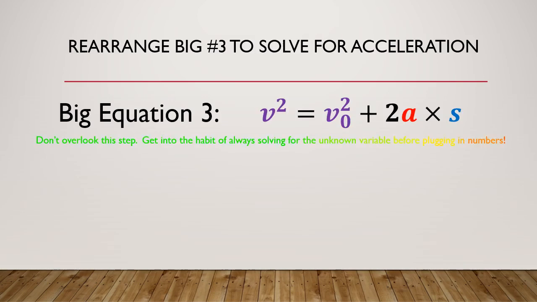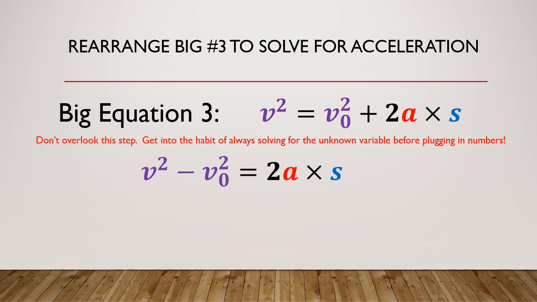The next thing to do is rearrange big equation number 3 to solve for acceleration. Always, always, always do this. So what we're going to do is first subtract v0 squared from both sides, and then divide both sides by 2s, and we get our final equation, which says acceleration is equal to v squared minus v0 squared, all of that over 2s.